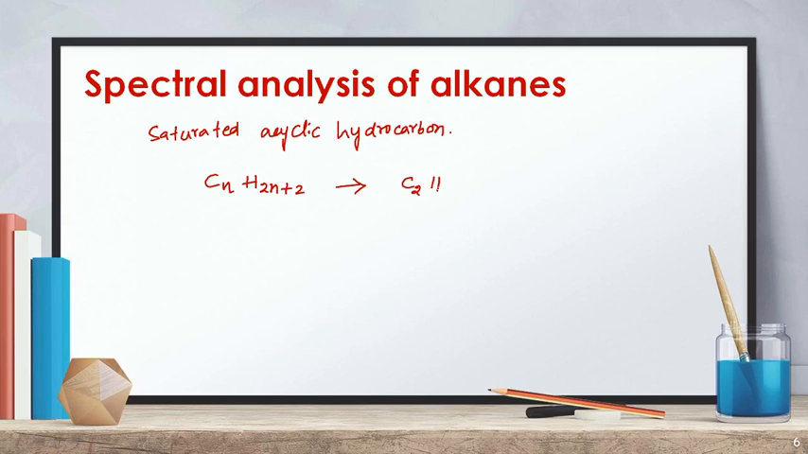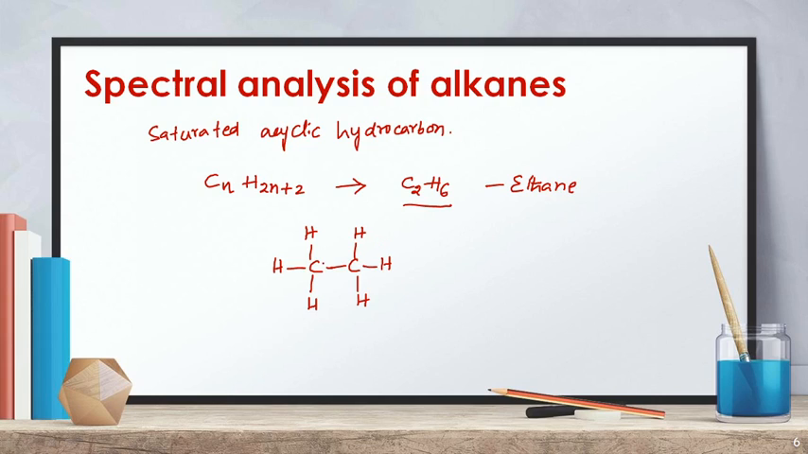Simple example, C2H6. This is nothing but the ethane molecule. If you want to write the structure of ethane, 2 carbon atoms are found, connected by a single bond, and the remaining sigma bonds are with hydrogens. So totally 6 hydrogen atoms are present. One carbon atom is attached to 3 hydrogens, and the other carbon atom is attached to 3 hydrogen atoms.